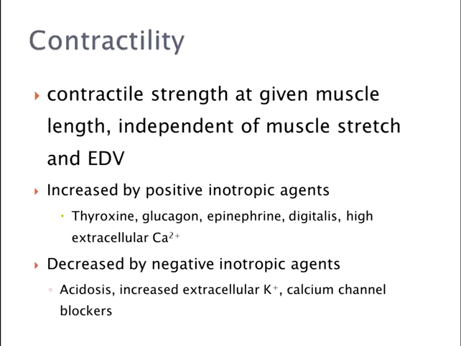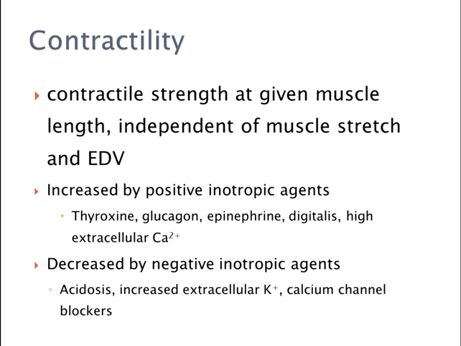All right, contractility. Contractility is the strength of the muscle at the particular length that it is. So it's actually independent of muscle stretch and end diastolic volume. It's going to be affected by what are known as positive inotropic agents. Inotropic just means things that affect how strongly it contracts. Positive inotropic agents increase the strength of contraction. Negative inotropic agents decrease the strength of contraction.